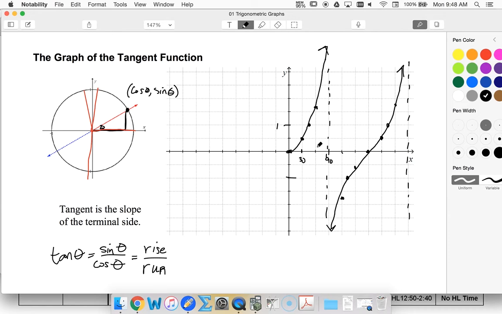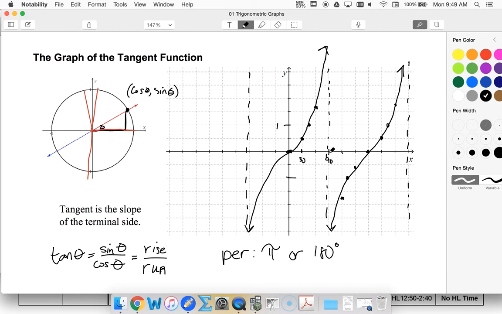So we can see that it's repeating itself. I would have another asymptote over here, and my curve is going to go something like this. So I can see from this picture that the period of tangent is pi, or 180 degrees. There is no max and there's no min, because it goes on infinitely in both directions. And therefore there's no amplitude. The only thing we have similar to sine and cosine is the idea of period, and even the period for tan is half the period for sine and cosine.